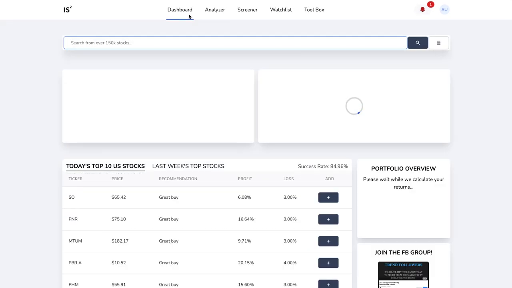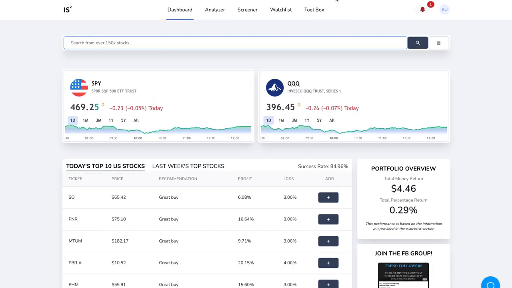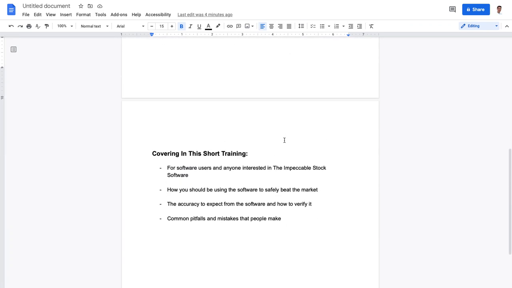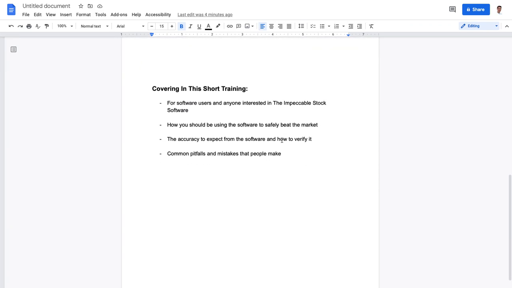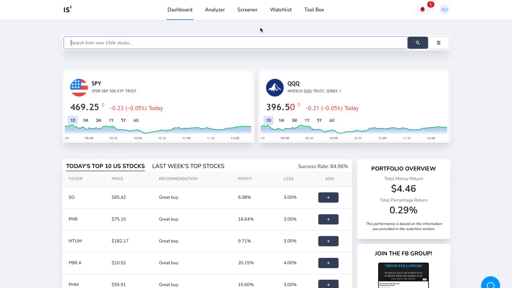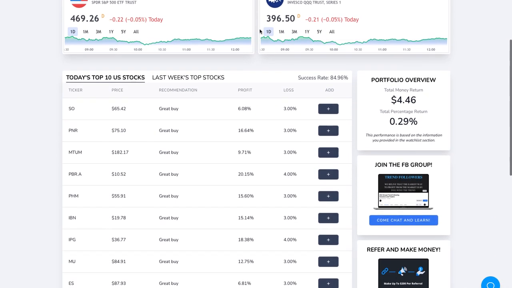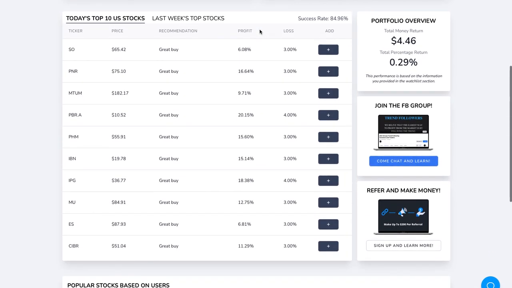Let's start off with the first thing. How should you be using, let's go back here to the itinerary, if you want to call it that, the software to safely beat the market? Let me explain. As always, we want to start off with what stocks we should be watching. The first place we want to go to find these stocks is right here, which is our top 10 US stocks. Now, how are these top 10 US stocks calculated?